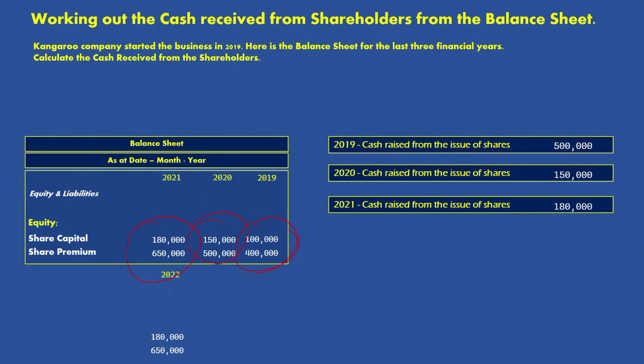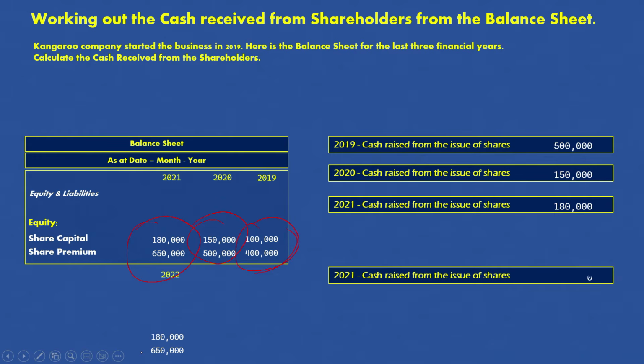For share capital, the balance is 180, and for share premium, the balance is 650. And you have to tell me how much cash you have received in year 2022. Now pause this video and come back when you are done, and the answer is 0. You haven't received any money from shareholders in year 2022. So this is year 2022.